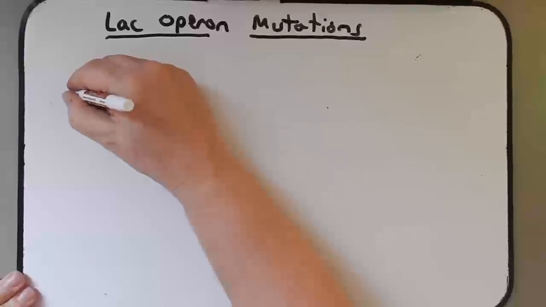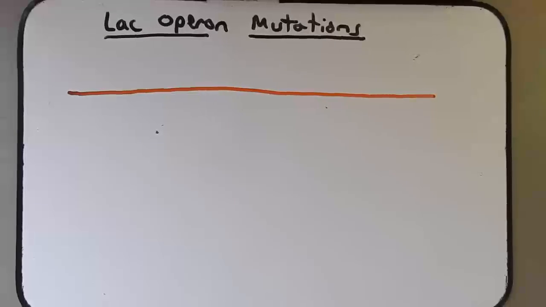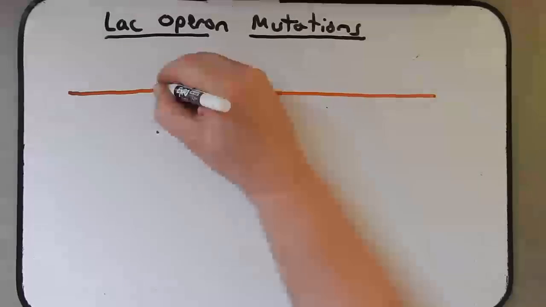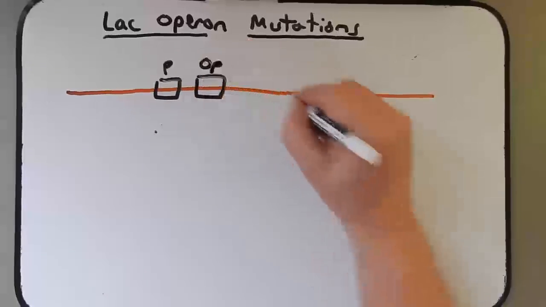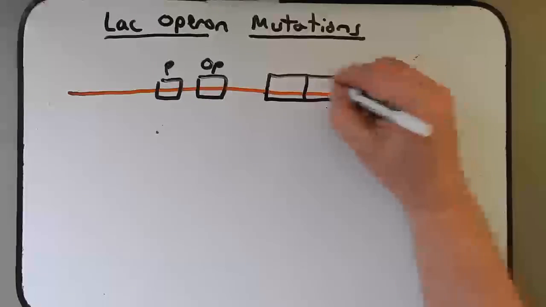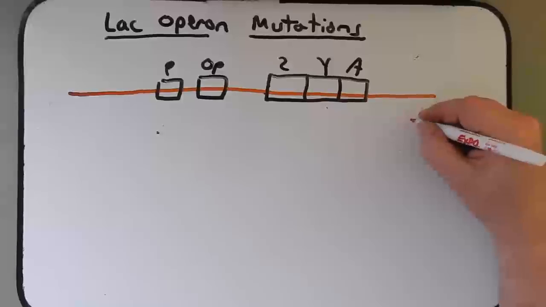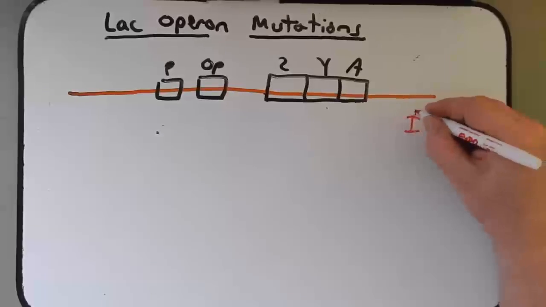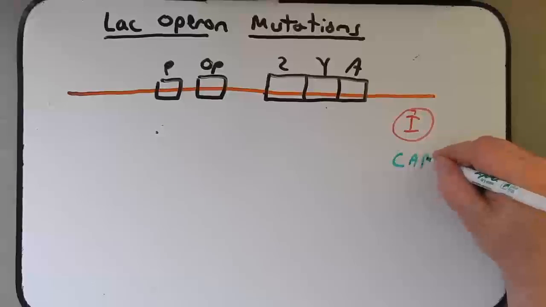Okay, so as we begin, let's go ahead and draw the lac operon. And let's draw all of our favorite parts of the lac operon. We have our promoter here. We have our operator here. And then we have our three genes, Z, Y, and A. Off to the side here, let's draw our inhibitor repressor and our activator CAP.